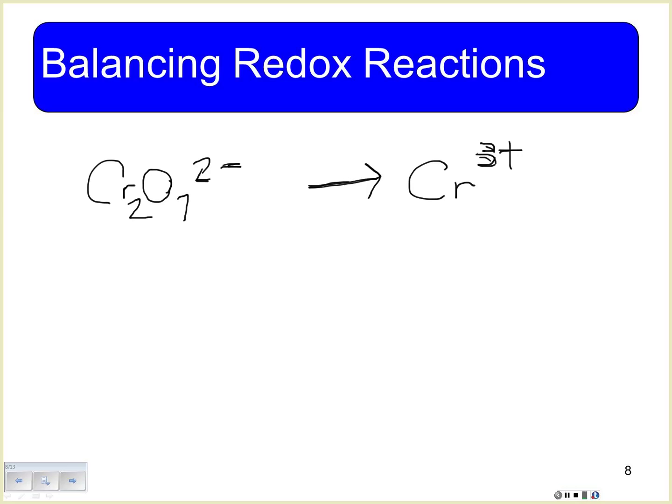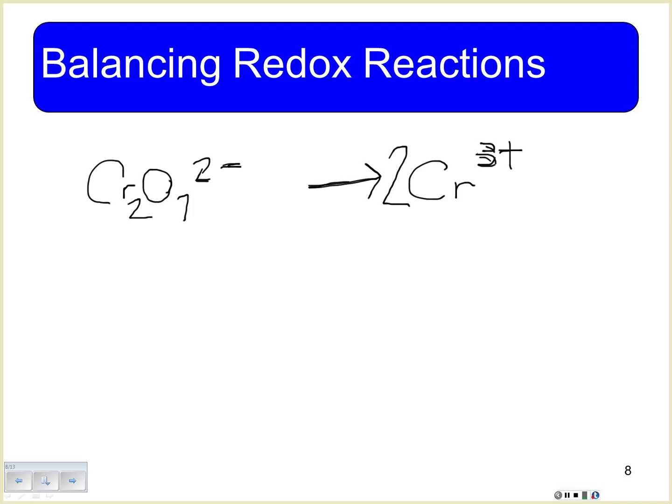Okay, try to do this quickly and then you can ask me questions. Okay, so we've got to mass balance. There's our second half reaction. We have 2 chromium on the left, so we have to have 2 on the right.